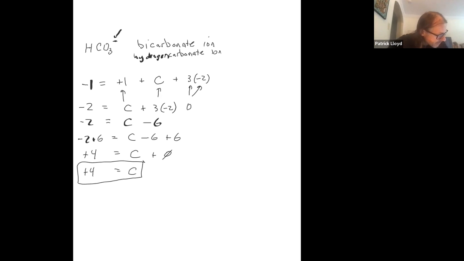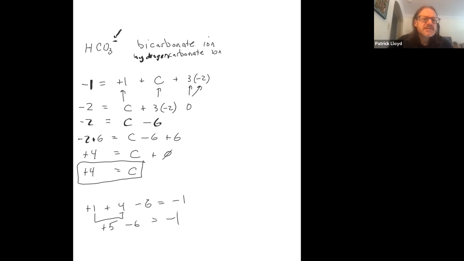You can go back and check it. Hydrogen is +1, carbon is +4. Each oxygen is -2. So if you're adding 3 of them, that's -6. Does that add up to -1? And it does, right? This is +5. This is -6. That's equal to -1, and you've got it. Okay, so go through your algebra for those types of problems. Very good. I have a couple of other examples of that when you go through the older videos, ones from last time.